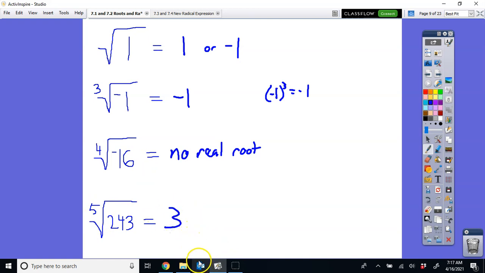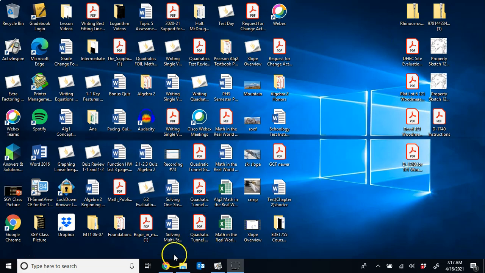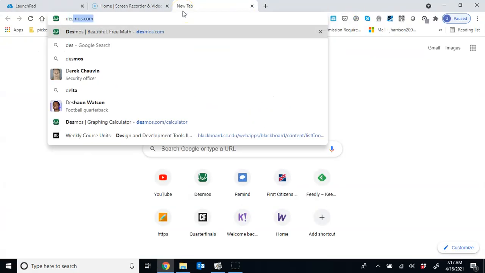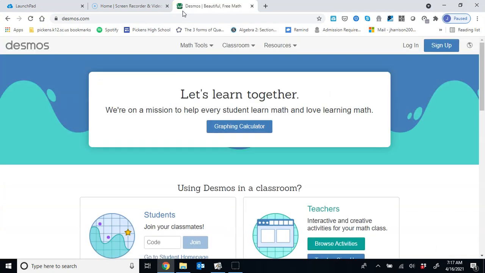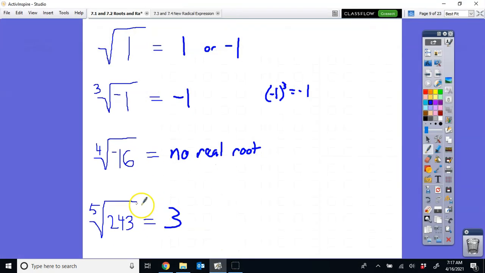Now, you may be thinking, okay, Mr. Harrison, what if I don't know those? What if I don't have some of those memorized? Well, this is where a calculator can come in handy. So you can take out a calculator like Desmos, and you can go in here and say, okay, 3 raised to the 5th power is 243, and that will help you figure that out.